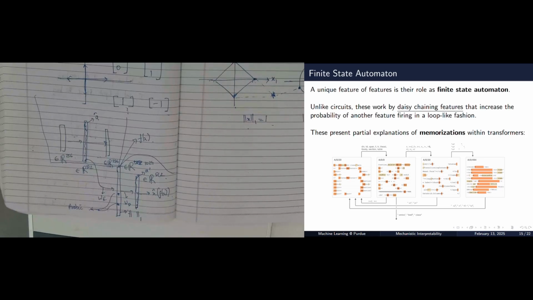Question: why is it a finite state automaton, not a state machine? Oh, I don't know the difference between state and automaton. I don't know either. I'm just curious whether a finite state automaton is probabilistic or not. I don't know the difference between FSA and FSM. Okay, never mind. The paper used the word finite state automaton, but I don't know what a finite state machine is. Sorry. Yeah. Okay.